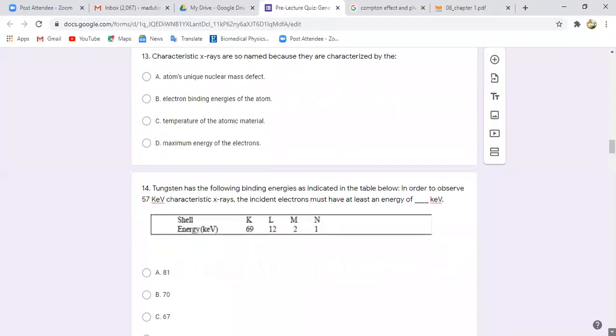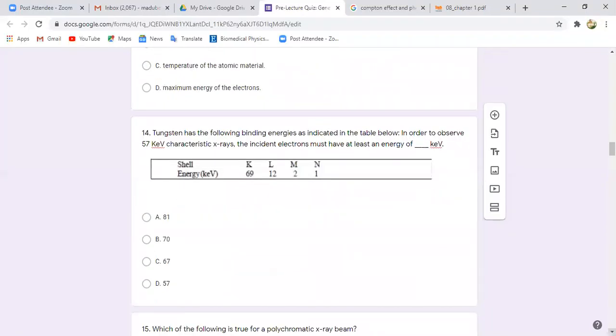So let's look at something much more interesting now. 14. Something has the following binding energy indicated in the table below. In order to observe 57 keV characteristic X-rays, the incident electron will have at least an energy of 70. B. Okay, how did they come about that? B, higher than the 69.